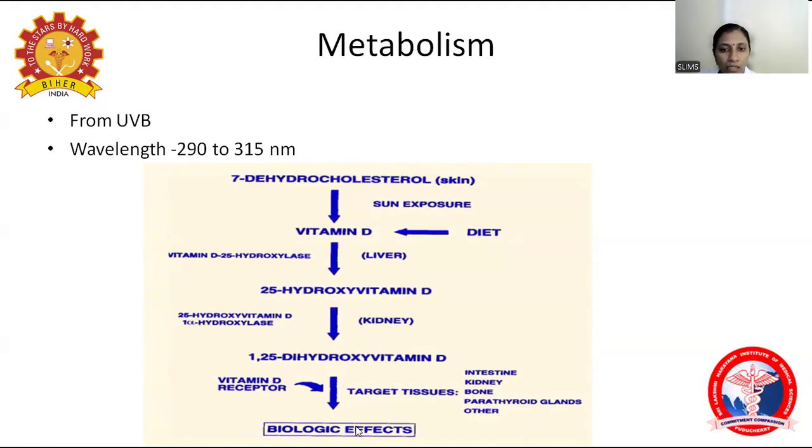From here it goes to the target tissues, which are the kidney, intestine, bone, and parathyroid glands, to cause its biological effects. And here you have a vitamin D receptor present at these sites, which makes sure vitamin D goes and causes its biological effects.